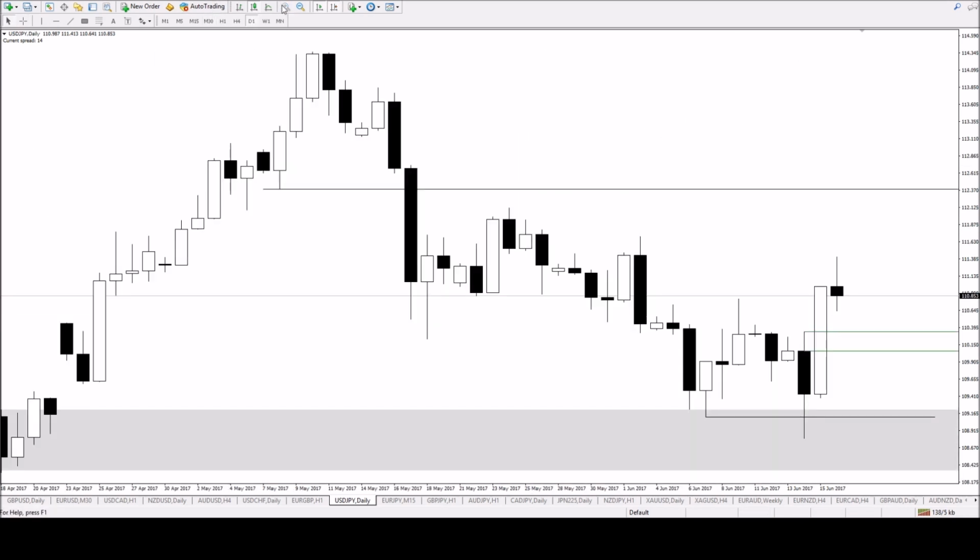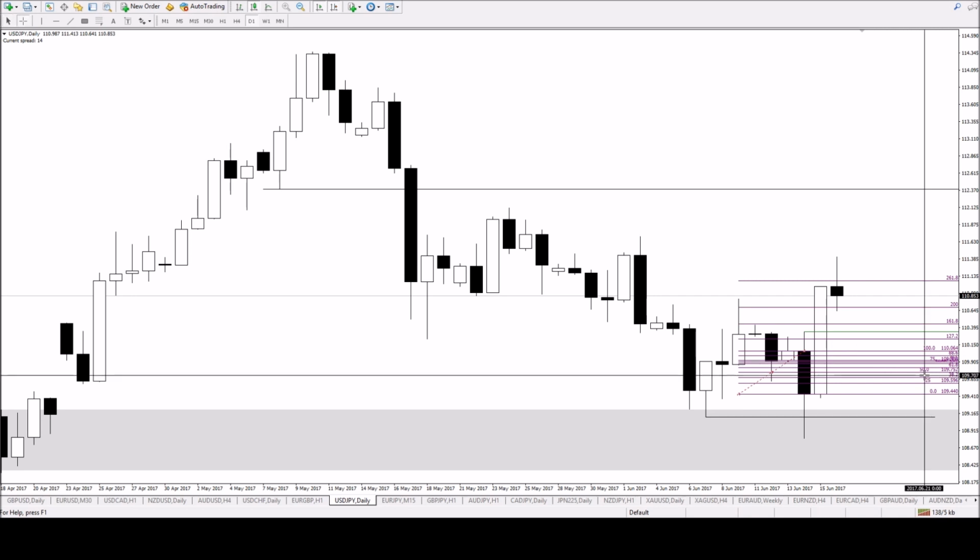So if we go closer, we mark our equilibrium. The open is 064 and the close is 444. So 064 and 44. 50% comes in at 109.752. So we'll mark that out.